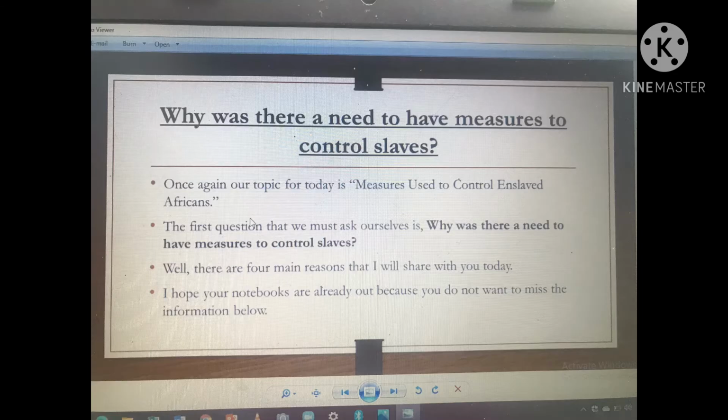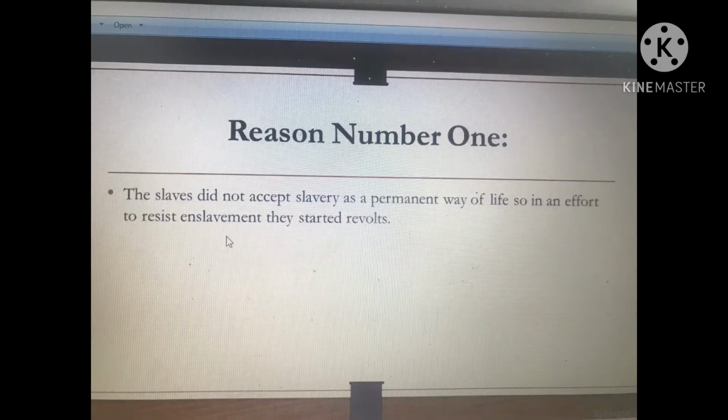Why was there a need to have measures to control the slaves? Once again, our topic for today is measures used to control enslaved Africans. The first question that we must ask ourselves is, why was there a need to have measures to control the slaves? Well, there are 4 main reasons that I will share with you today. I hope your notebooks are ready and out because you would not want to miss any of the information.